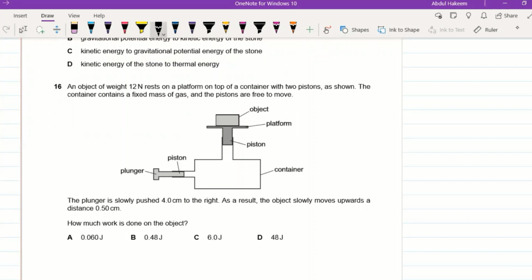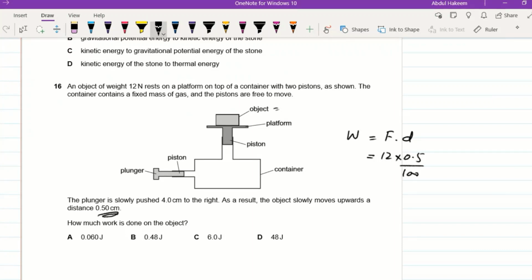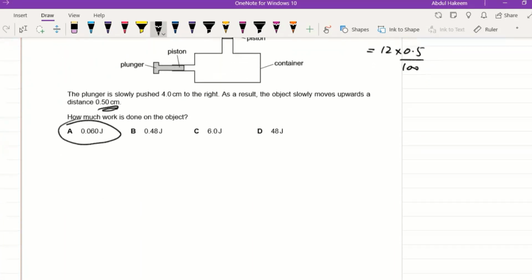So the work is equal to force into distance, and the weight of the object is 12. It means 12 Newton force is applied, and the distance covered upward is 0.5. So multiply 12 by 0.5. This 0.5 is in centimeters, so we have to divide it by 100 because this is centimeter. So the answer is coming A. Next.